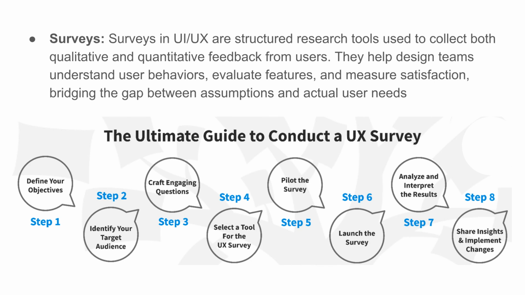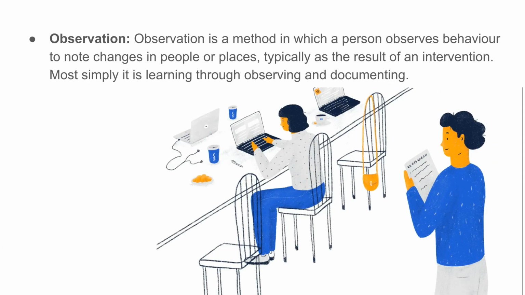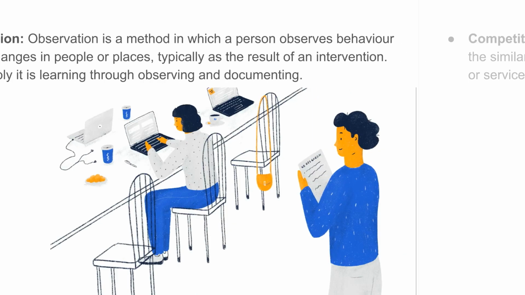Surveys are another powerful tool. By collecting qualitative and quantitative data, surveys help design teams bridge the gap between initial assumptions and actual user needs through a structured step-by-step process. Observation is also key to research. By watching how people interact with products or environments, you can learn through direct experience and document behaviors that might not be captured in an interview.